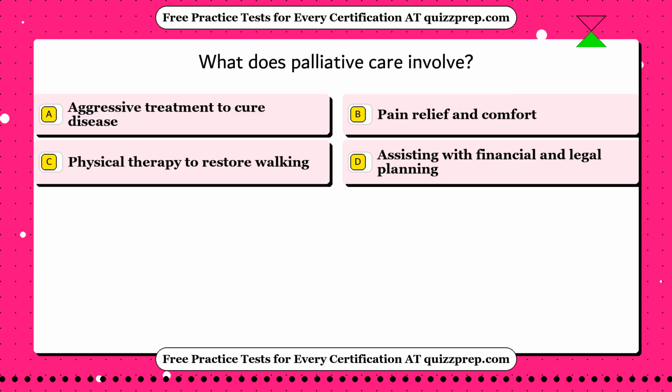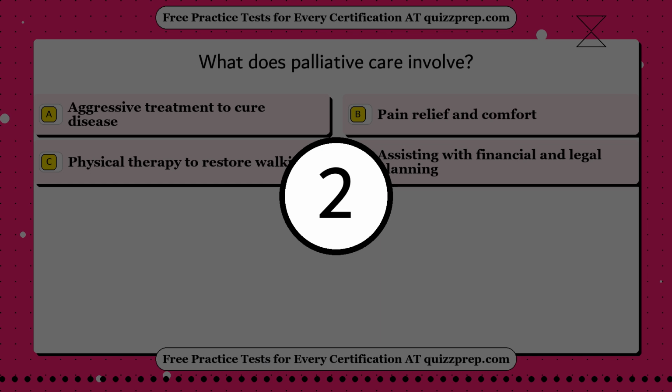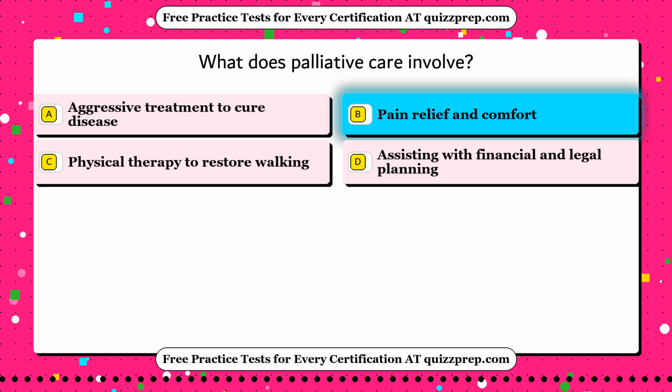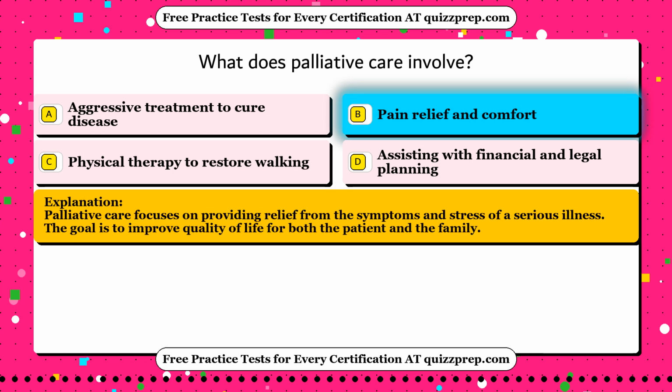Question 68. What does palliative care involve? Option A, aggressive treatment to cure disease. Option B, pain relief and comfort. Option C, physical therapy to restore walking. Option D, assisting with financial and legal planning. The correct answer is option B, pain relief and comfort. Palliative care focuses on providing relief from the symptoms and stress of a serious illness. The goal is to improve quality of life for both the patient and the family.